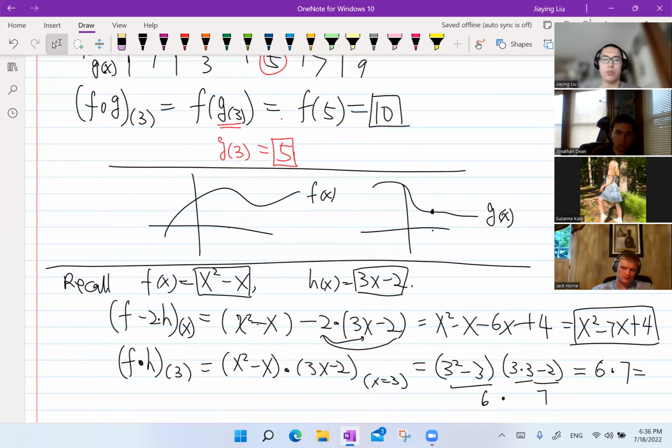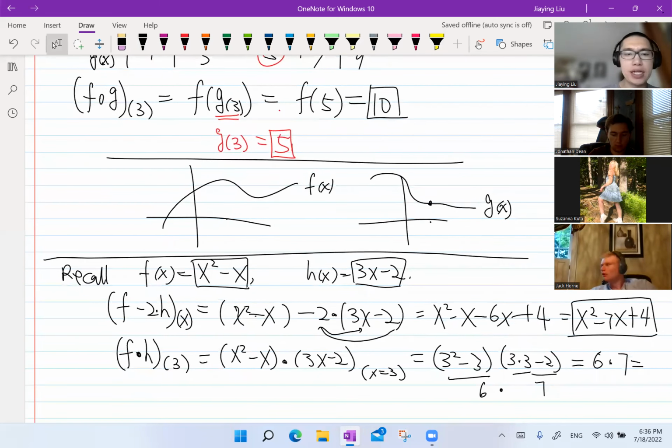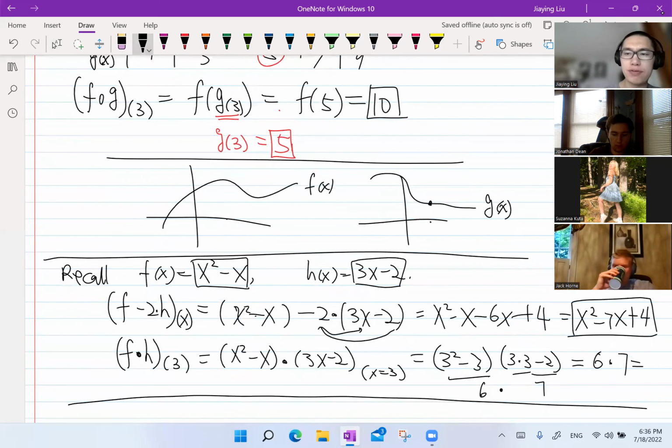Right, so that's what could happen if you're given 2 functions or 3 functions. You can either use them in basic operations like subtraction, addition, multiplication, or you could find the composition of functions. All right. Now, the next thing I want to talk about is finding the domain of composite functions.